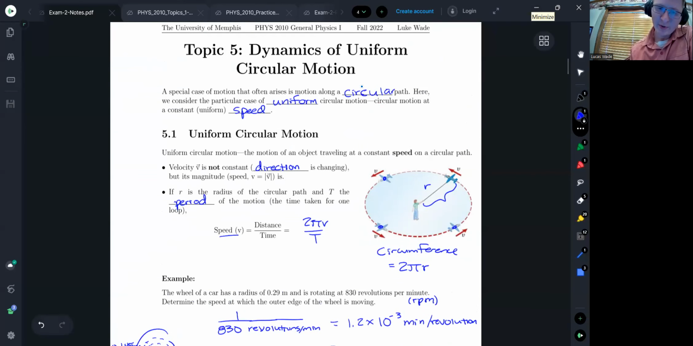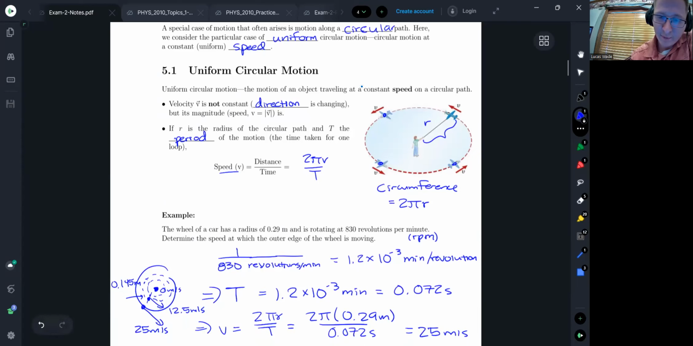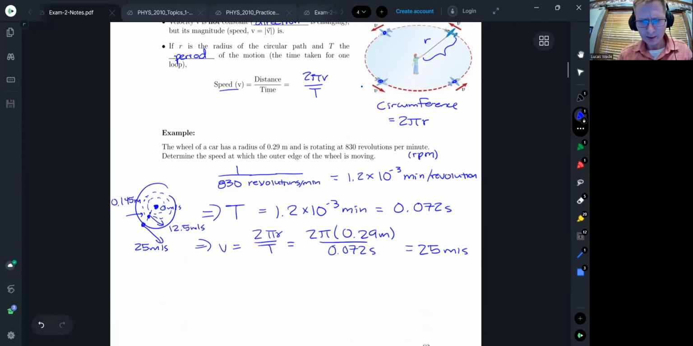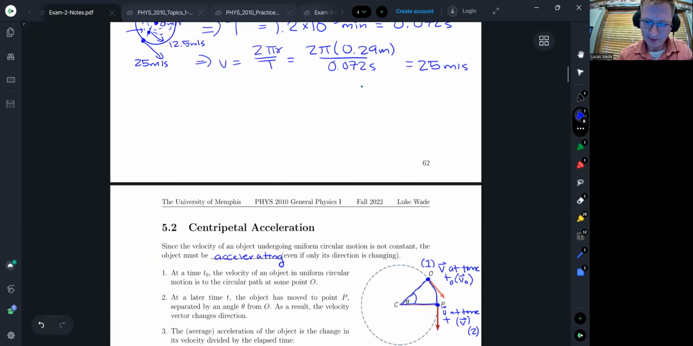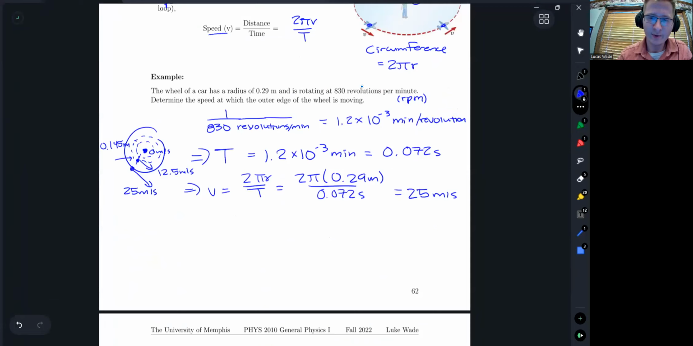So for uniform circular motion, it's good to know the relationship between the period, the time it takes for one complete revolution, and the speed of that circular motion. And that's just the circumference 2 pi r over that period T. That's just an example of that, which, by the way, now that we're doing rotational kinematics, do you recognize what 830 revolutions per minute is telling you?